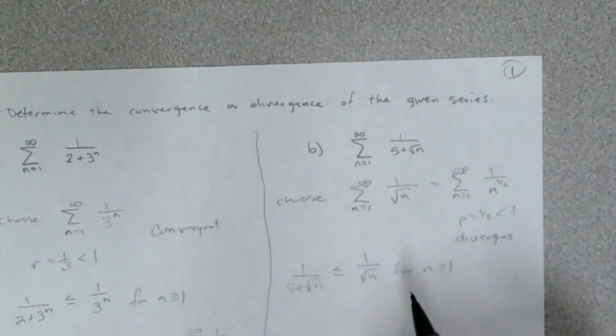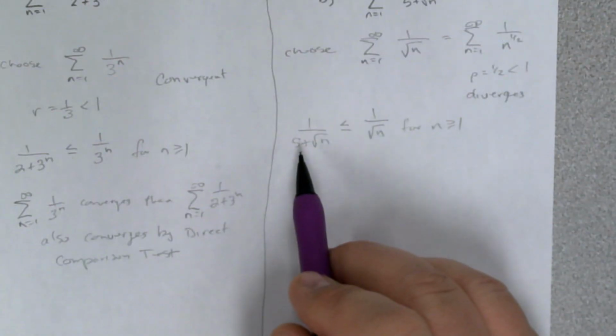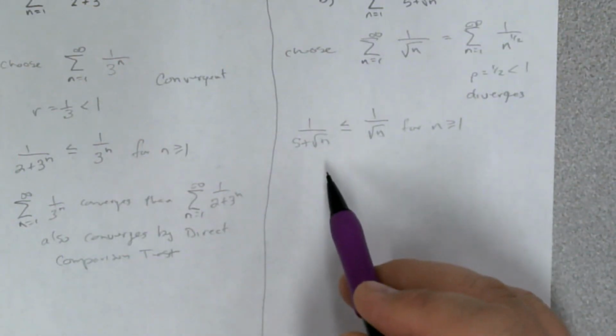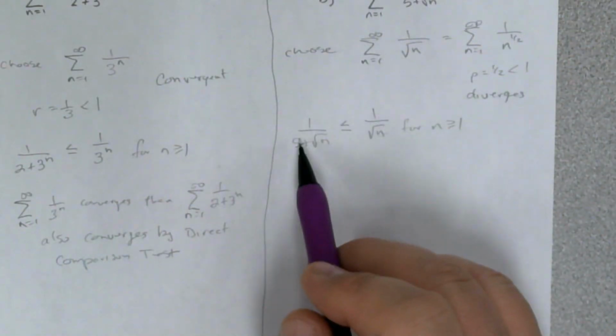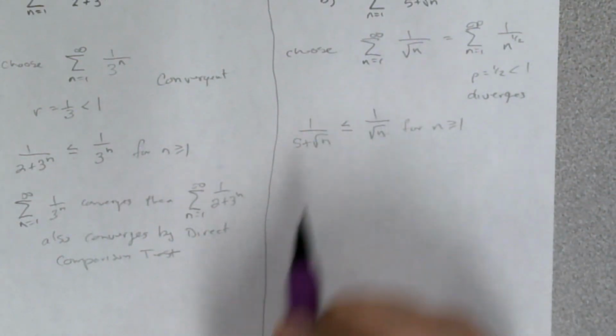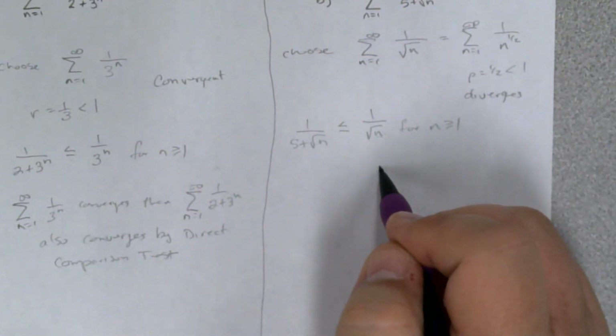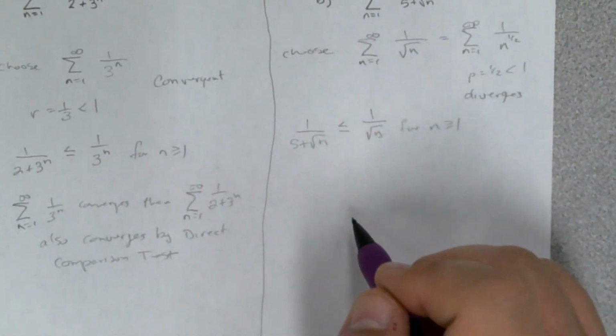So what does this tell me? Well, this is what I was talking about. This one right here diverges, and this is smaller than that. So because of that, I can't tell what happens with this thing. It doesn't force this to be divergent. Okay, so that's a problem we have with that. So we can't do this comparison. This comparison did not work for us.